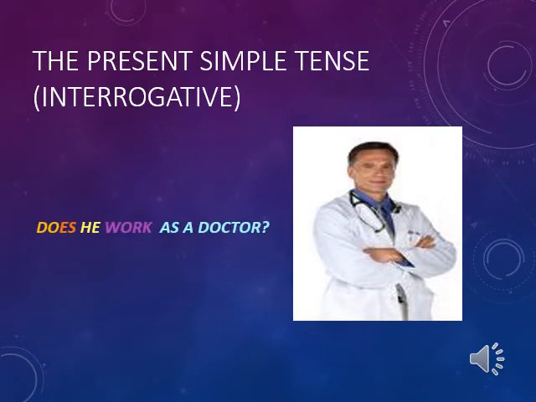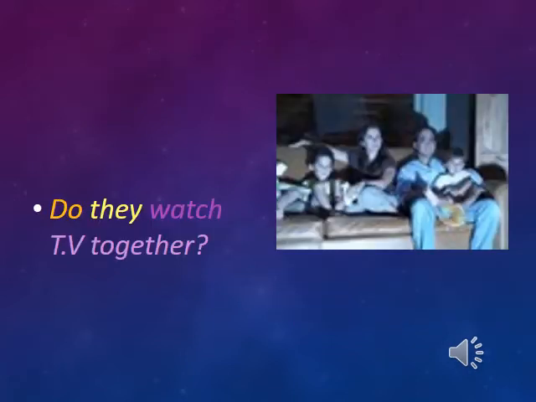The second form of sentences is the interrogative or question form. As an example, does he work as a doctor? Here, the sentence ended with a question mark, and as for the question word, we have used does with the subject he. And as you have noticed, for the verb work, we kept it as is, which is the basic form of the verb.